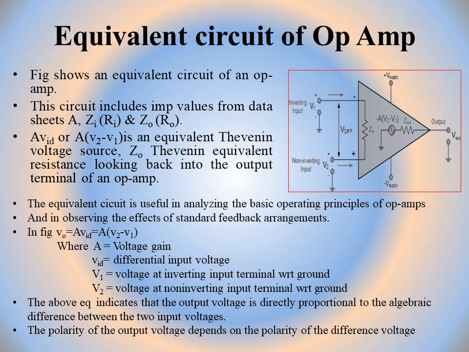As we can see here, V0 is A times VID, so it is directly proportional to VID, the difference of the two voltages, and the polarity of the output voltage depends on the polarity of the difference voltage. If the difference voltage is negative, then the output voltage will be negative. If the difference voltage is positive, then the output voltage will be positive. So this is the equivalent circuit of an op-amp. We'll be using it when we discuss feedback amplifiers in case of op-amps.